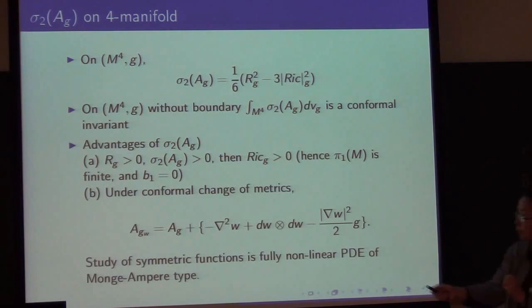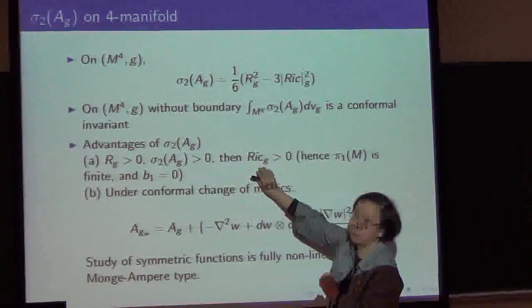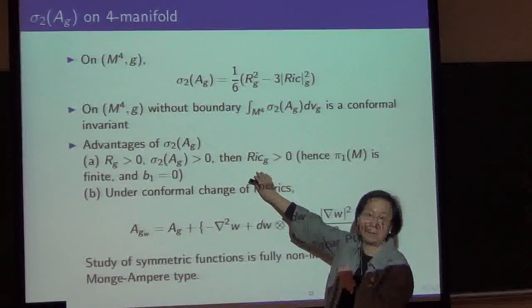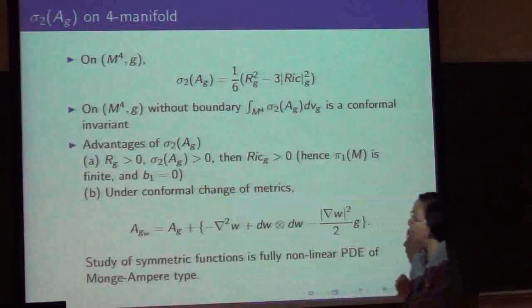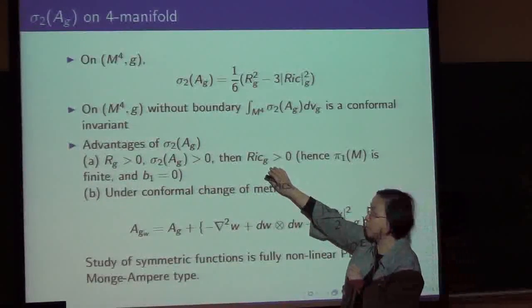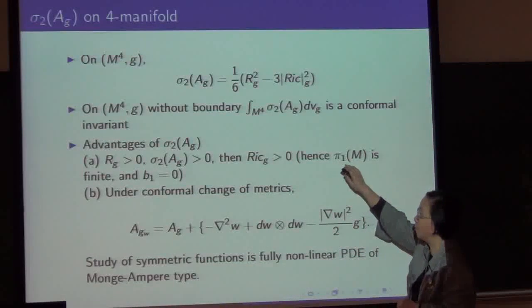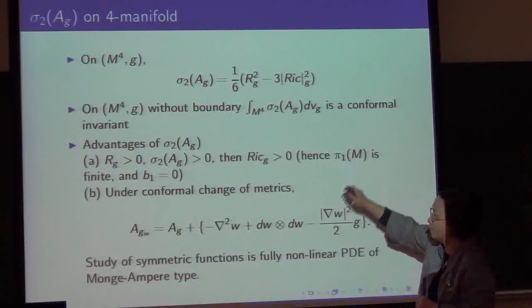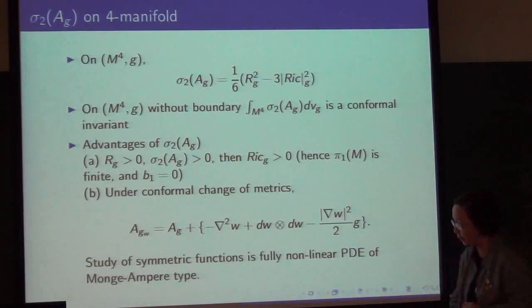So if this sigma 2 function is positive, you have control of this 4 by 4 metric. Every eigenvalue of it is positive. So these are interesting to study. And if the Ricci curvature of a metric is positive, there are a lot of topological consequences, like the fundamental group is finite, and the first Betti number is 0, and so on.